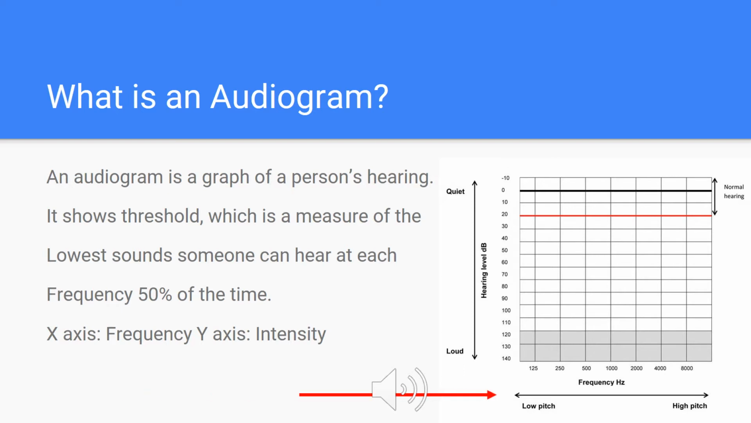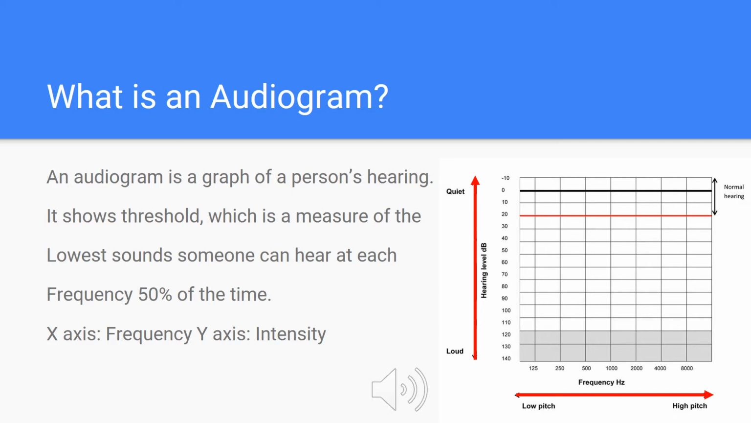Today we're going to be talking to you about audiograms and the different types of hearing loss. We will be starting off with audiograms. As you can see, an audiogram is a graph that shows a person's hearing. It shows a threshold, which measures the lowest frequency someone can hear 50% of the time. This is known as the threshold.